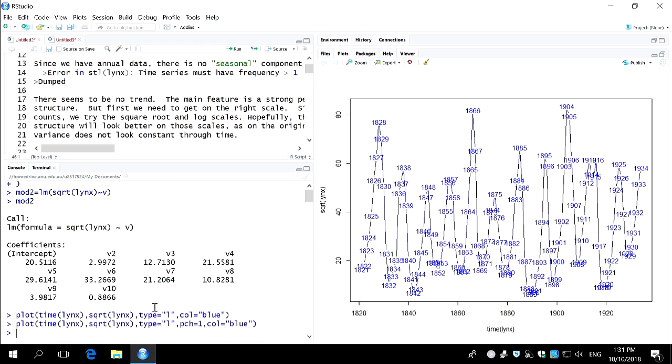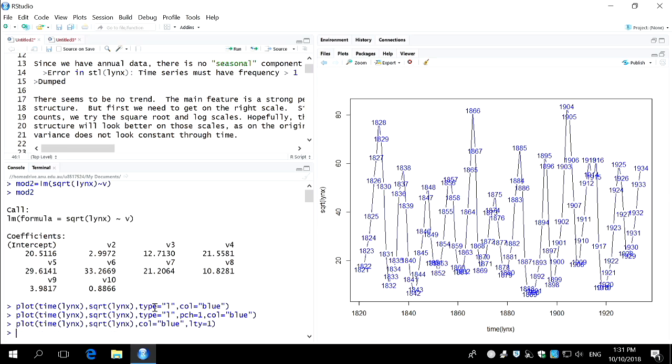What the? Why on earth is it doing that? Anyone know why it's doing that? Oh, sorry, I forgot I'm alone here today. LTY equals 1. Let's see if this works. That's what it wants to do.